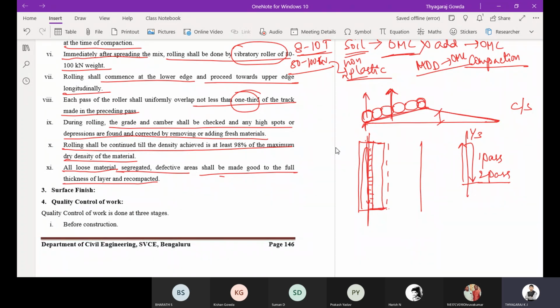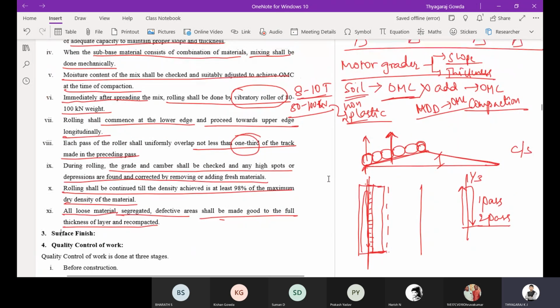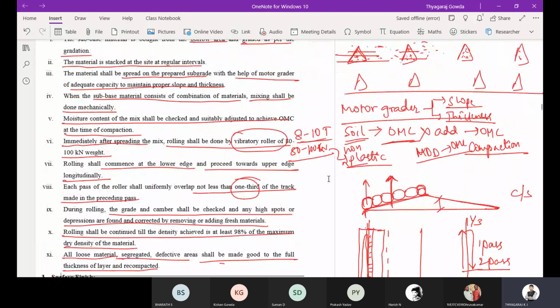So in the spreading, what you are going to do is bring the material from the borrow area. You are going to stack it at the site at regular intervals. You are going to spread these aggregates using a motor grader to the required grade, that is slope and thickness. Then moisture content will be maintained. If the moisture content is not maintained, you are going to add extra water to achieve OMC at the time of compaction. Then after adding the water, you are going to mix it thoroughly.